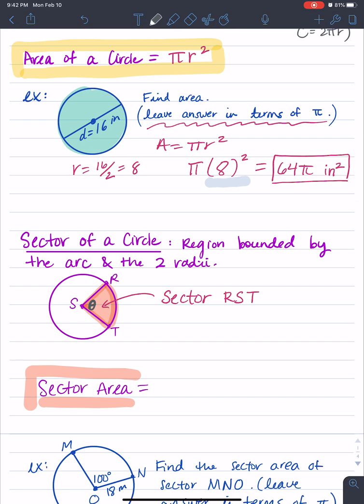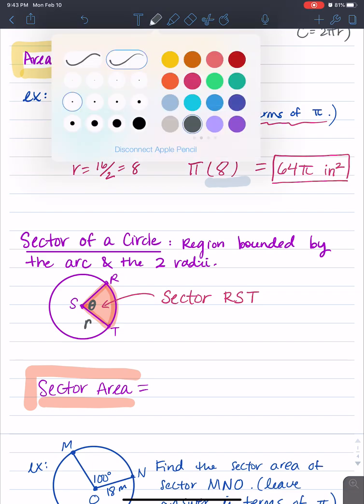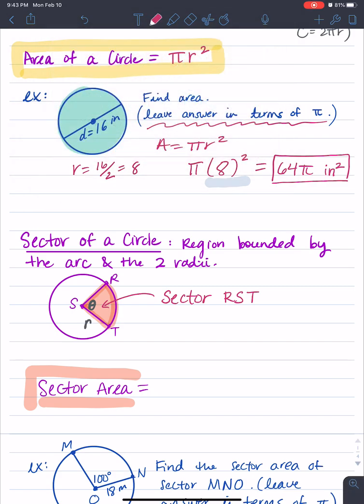So if that's theta, this here is r for the radius. It happens to also be the same here. Okay. So my sector area, the formula is the area of a circle, which is pi r squared, multiplied by theta over 360. Does that look familiar? Well, it should look a lot like the arc length formula that we talked about last time.